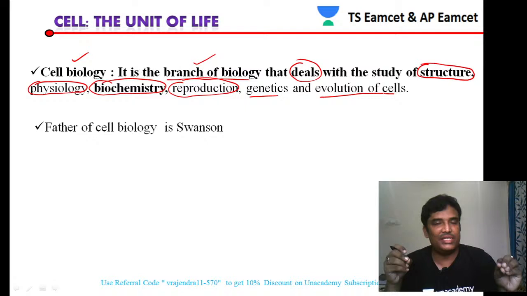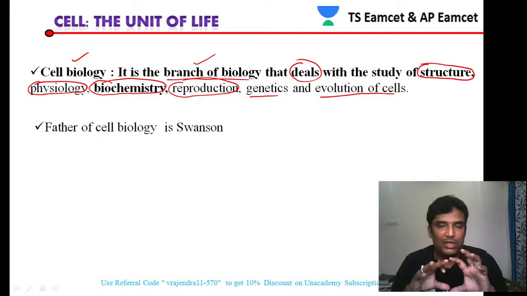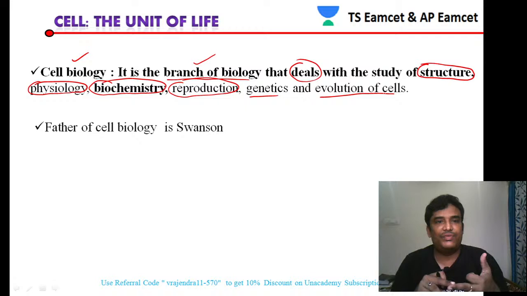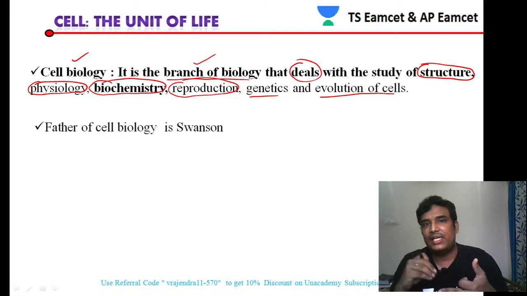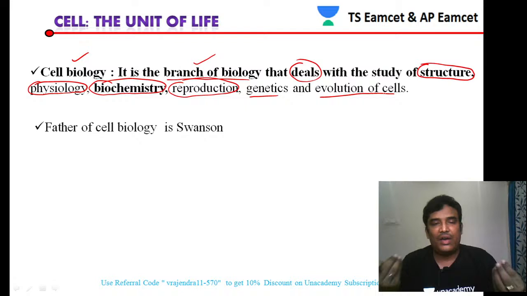Even though physiology is a separate branch, biochemistry is a separate branch, the reproduction part is a separate branch, genetics is placed in a separate branch, and evolution is also a separate branch, all these are also associated with the cell. So all aspects of the cell are studied together: the physiology of the cell, the biochemistry of the cell, reproduction of the cell, genetics of the cell, and evolutionary aspects of the cell. So that is the reason the study of the cell is placed under cell biology.